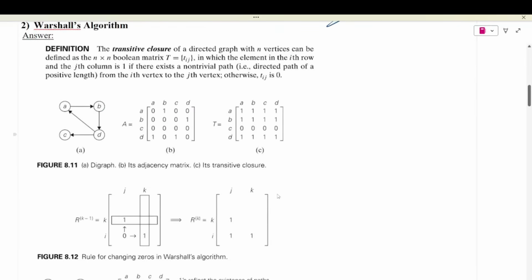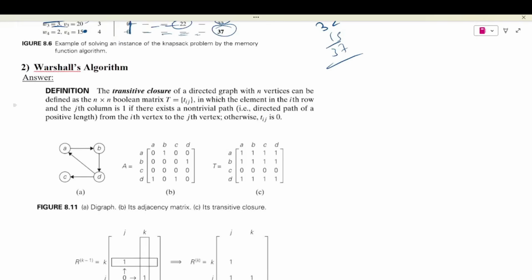Next is Warshall's algorithm. I have explained this in detail in the lab program also. The transitive closure of a directed graph with n vertices can be defined as an n cross n Boolean matrix T in which the element in the ith row and jth column is 1 if there exists a non-trivial path. If there is no path, it will be 0.